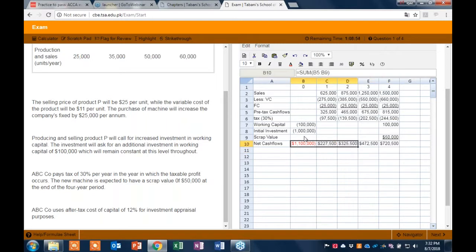Now, once we have got the net cash flows for every year, the next step will be to find out the present values of these cash flows. And you know, to calculate the present values, we need discount factors. And discount factors should be in accordance with the cost of capital given in the question, which is 12%. So I'll go back to the discount factor row. Remember, we have to pick discount factors for 12%.